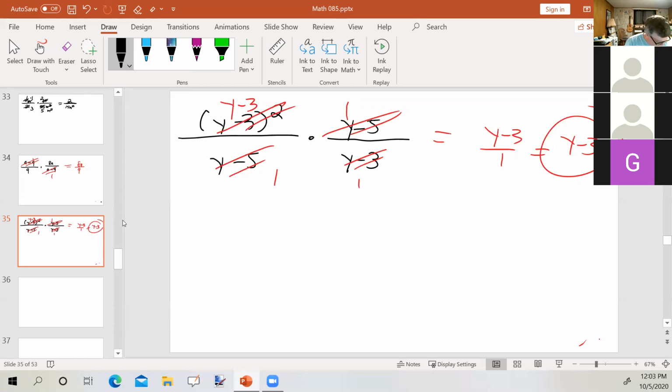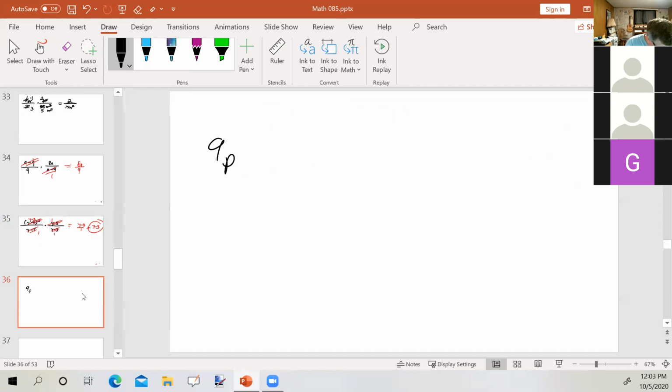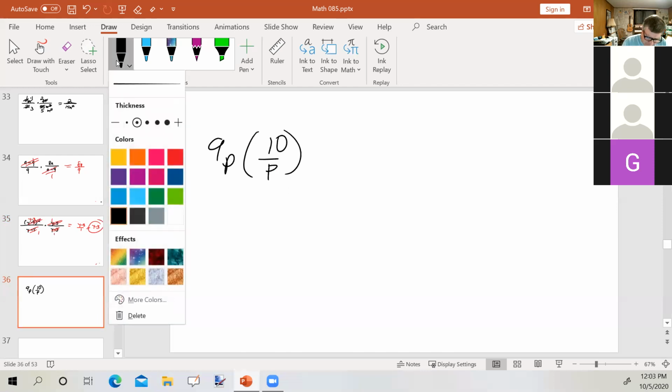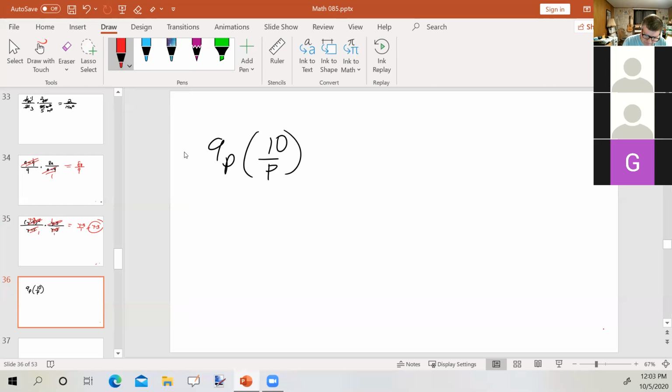Let's see here. How about 9p times 10 over p? The 9 and the p, where are they? Are they in the numerator or the denominator? Numerator? Yeah, so it's like this, right? Yeah. So the p on top and the p on the bottom would reduce down, and you're left with 90. Okay.